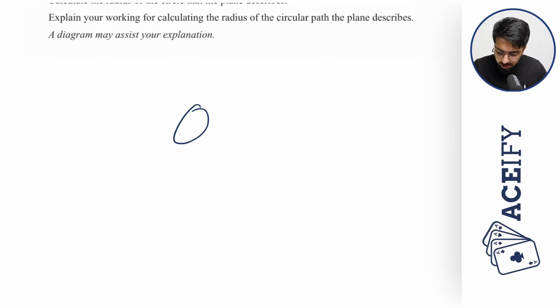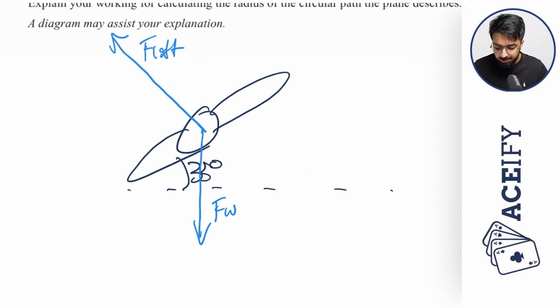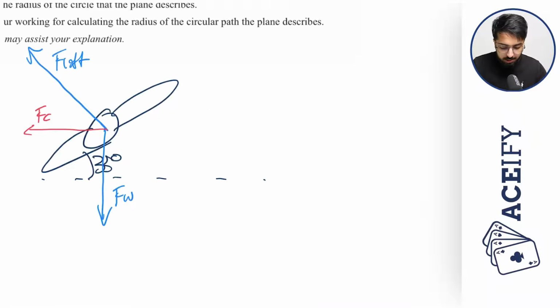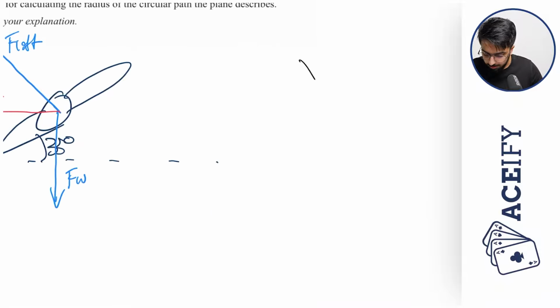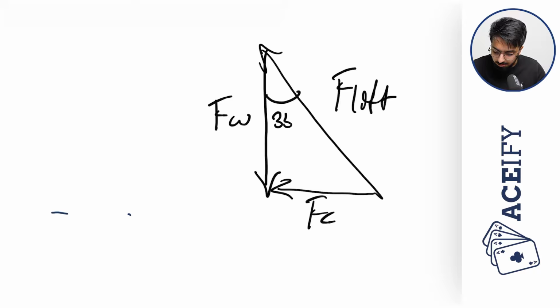So we would have our plane, okay, this is our plane, and we have our horizontal right here, and this is 35 degrees, like so, okay? And so as described before, we would have our weight force coming down, and we would have our lift force like so, F lift, and we know that the horizontal component of our lift force is going to be our FC, okay? So we can make a vector triangle of this. We have our lift force coming like this, our weight force coming down, and then our FC like so, okay? So this is our FC, this is our F lift, and this is our weight force, okay? And this is our angle, 35 degrees.